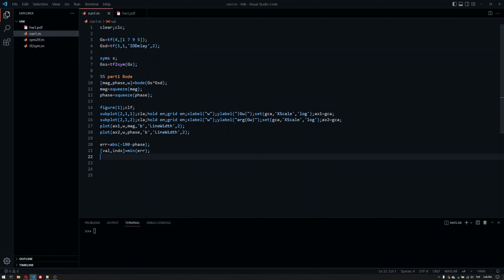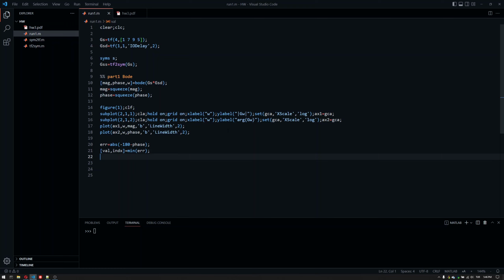Most of the time, we have numerical data when we use Bode plots. And due to that, we need to actually look for the nearest value. So I cannot directly search for equality. I need to search for the minimum error or distance here. So that's the reason why I'm doing this basically.